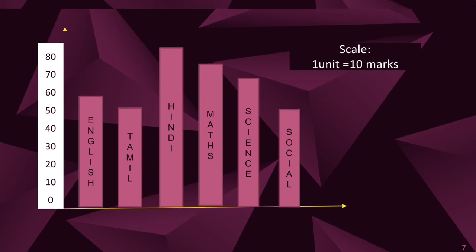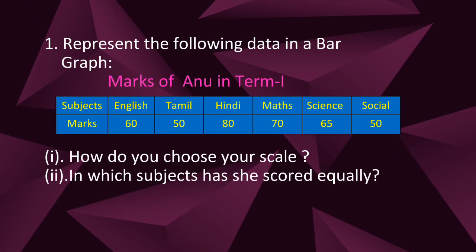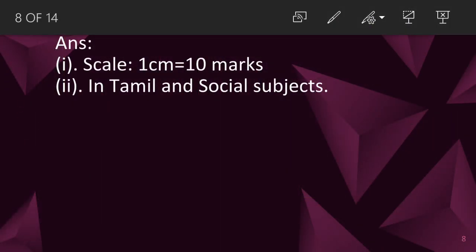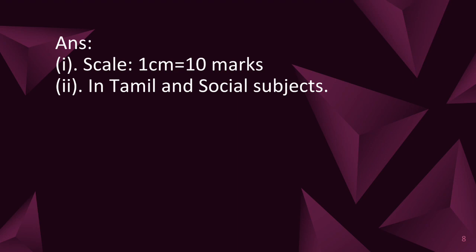Now, in your book you have 2 questions. How do you choose a scale? In which subject has she scored equally? You can see in your table, Tamil and Social have the same mark. So your answers are: 1 centimeter equal to 10 marks. That is your scale value. And then the second question, in Tamil and Social subjects, she has scored equally.